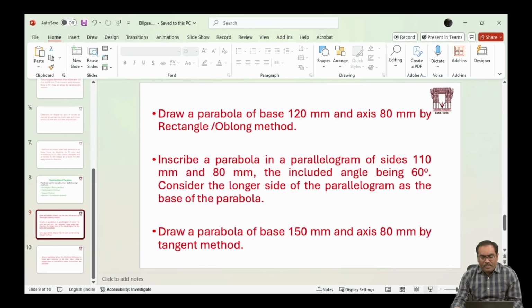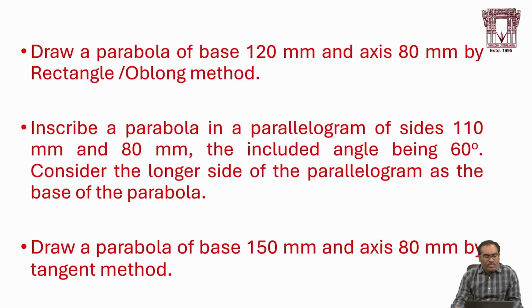Now we will see the parallelogram method. Inscribe a parabola in a parallelogram of sides 110 mm and 80 mm, the included angle being 60 degrees. Consider the longer side of the parallelogram as the base of the parabola. Generally, the longer side we take as a base. In the previous oblong method, 120 mm was the base and 80 mm the axis. In this case also 110 mm is the base and 80 mm the axis. The only difference is that here the axis has a certain inclination, he has given 60 degrees.